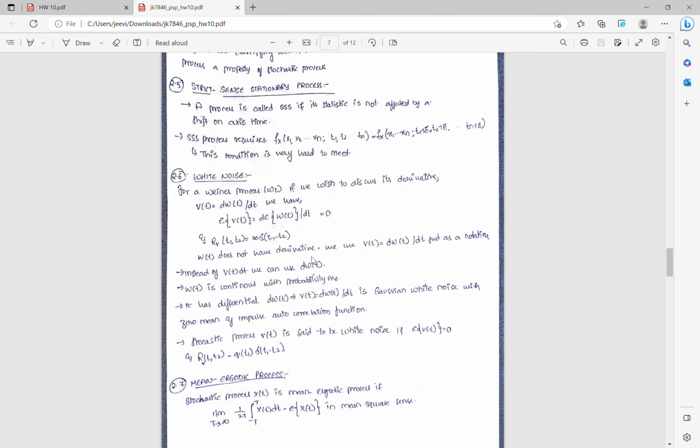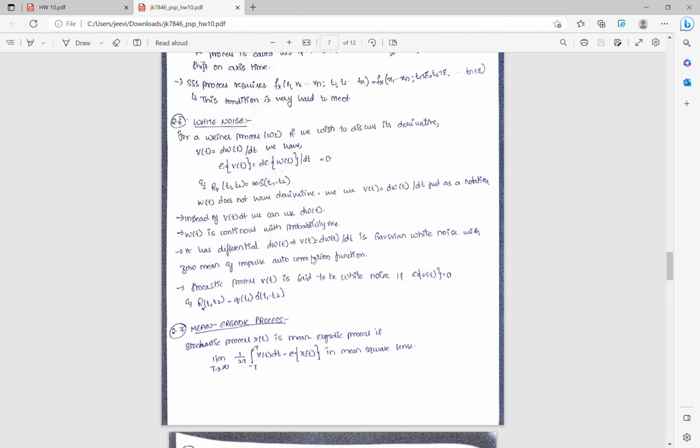Next, white noise. For a Wiener process W of t, if we wish to discuss its derivative, that is V of t equal to dW of t by dt, we have the expected value of V of t equal to d of E of W of t by dt, which is equal to 0. Now R_V of t1, t2 is equal to alpha delta of t1 minus t2. A Wiener process does not actually have a derivative; we use V of t equal to dW of t by dt just as a notation. Instead of V of t dt, we can use dW of t. A Wiener process is continuous with probability 1. It has a differential, dW of t, which is Gaussian white noise with mean 0 and an impulse autocorrelation function.